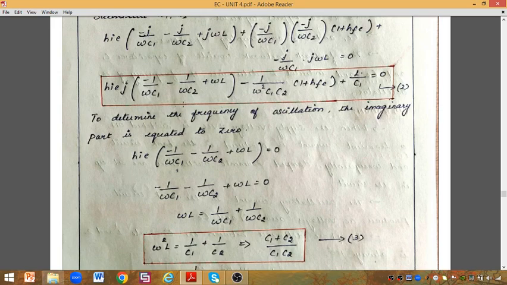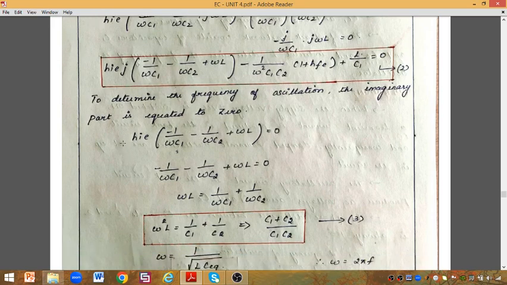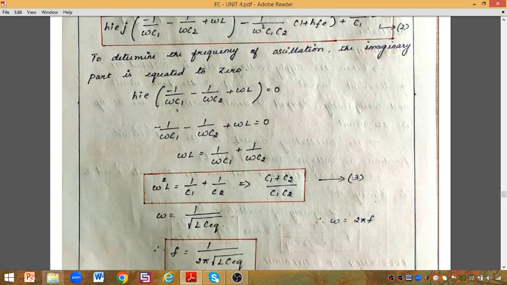Once you equate the imaginary part to 0, we get the following. hie is the input impedance and hfe is the current gain. So hie into minus 1 by omega C1 minus 1 by omega C2 plus omega L has to be equated to 0 to find the frequency of oscillation. If you bring hie to the right-hand side, it becomes 0. So minus 1 by omega C1 minus 1 by omega C2 plus omega L is equal to 0. So omega L is given by 1 by omega C1 plus 1 by omega C2.